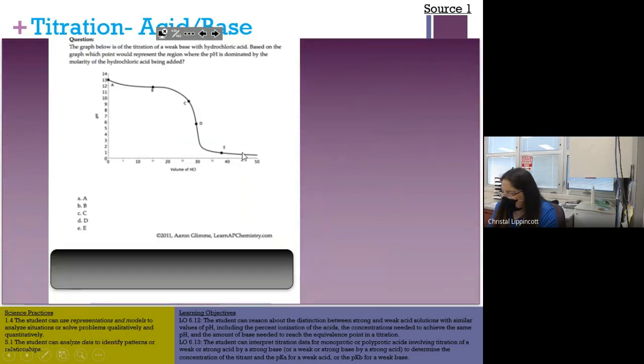All right, see how you do on this guy. Do you have him on your sheet? This is number 50, I believe. Oh, no, it's not on your sheet, okay.